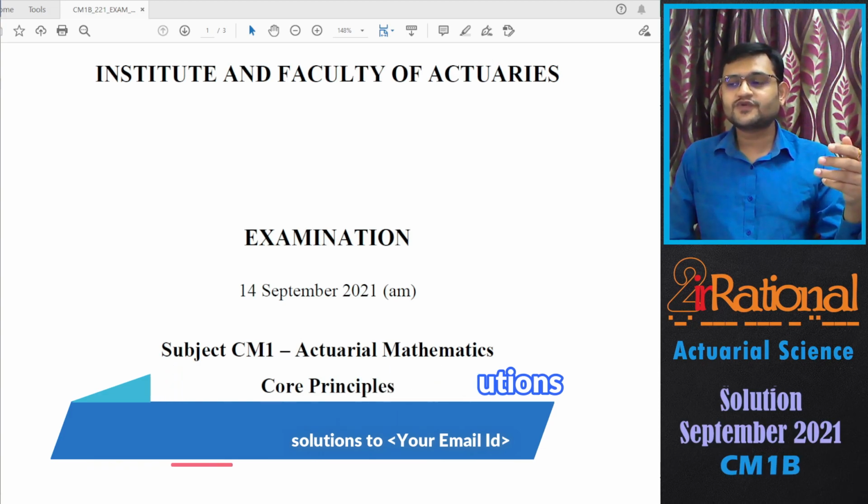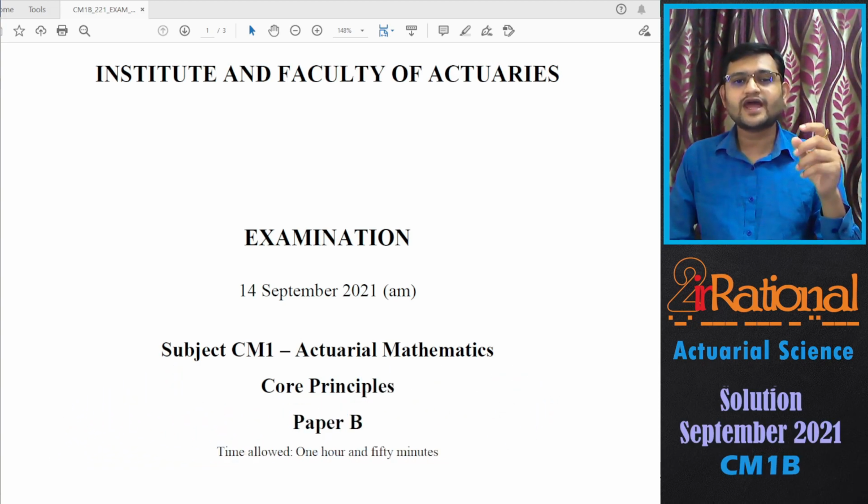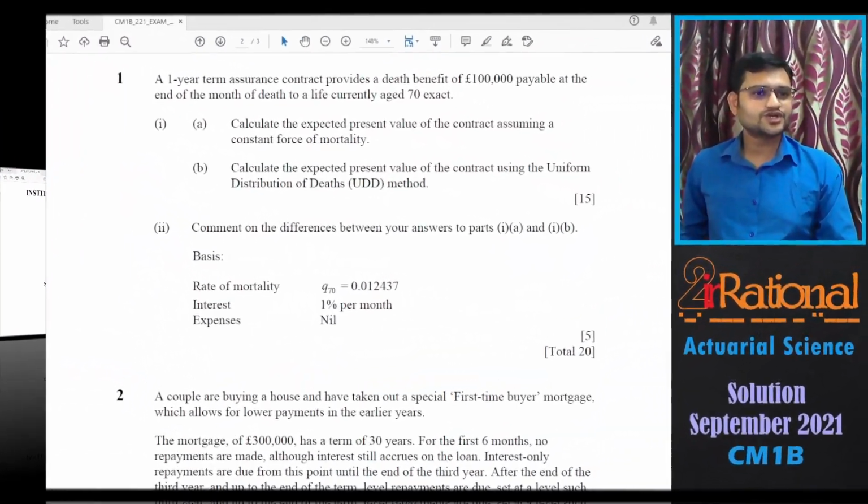And by chance, if you have received the answer sheet and question number 1 seems slightly different, it is because I realized I made a mistake later on and I have corrected it. So the correct answer would be shown here and the answer provided in the answer sheet might be wrong. So let's get started. Let's see question number 1.